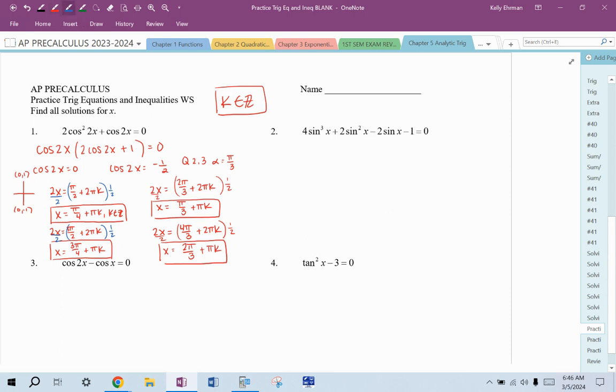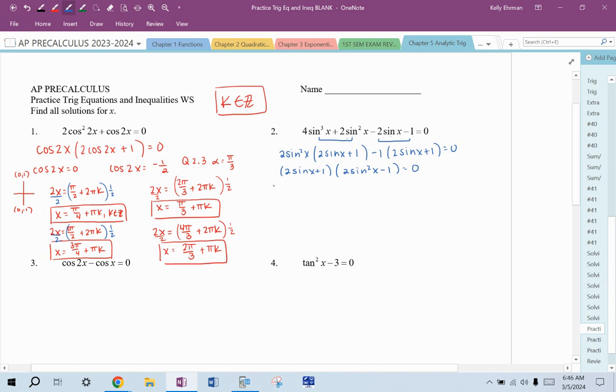Okay, number 2, I see 4 terms, so that means I should be trying to factor by grouping to see what happens here. So in the first group, I can take out a greatest common factor of 2 sine squared x, which would leave me with 2 sine x plus 1. In the second group, I can take out a minus 1, which would leave me with 2 sine x plus 1. So factor by grouping works here because we have a common factor of 2 sine x plus 1 in both terms, and that means you can group together 2 sine squared x minus 1.